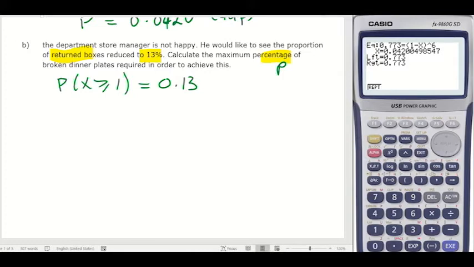So we are going to do our probability of 0. If the probability of being 1 or more is 13%, then the opposite is 0.87.